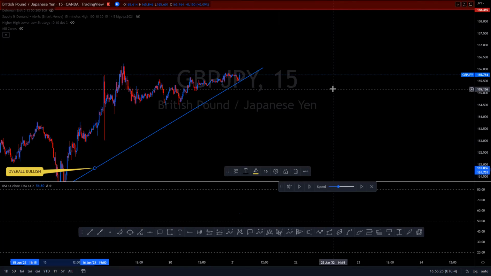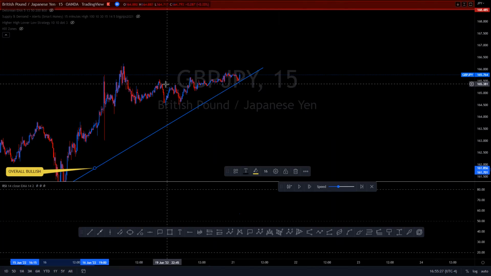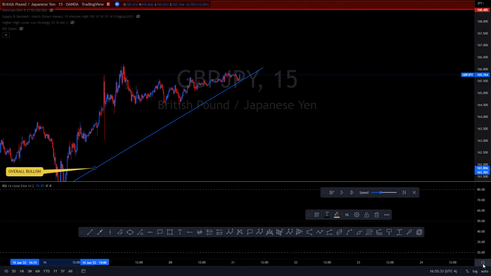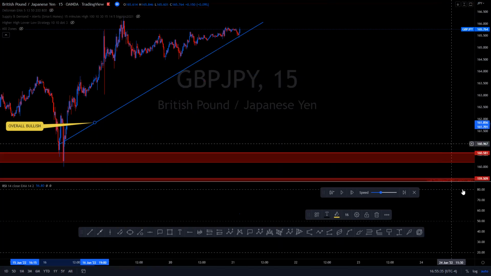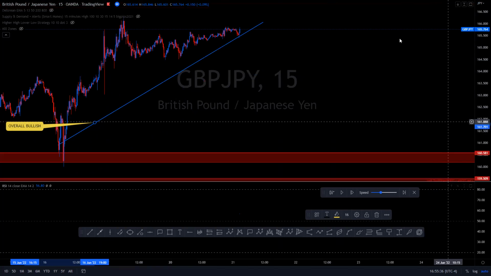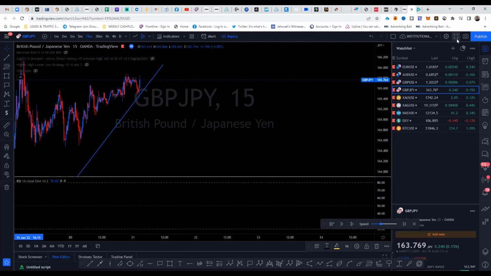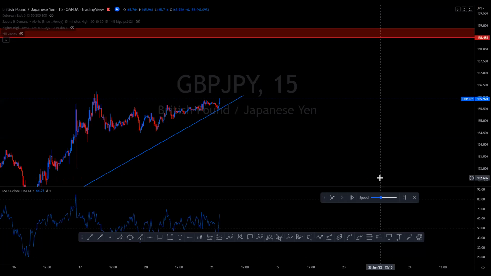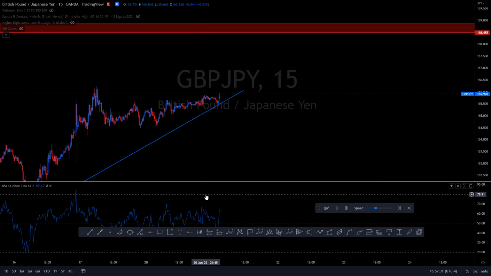Now what I'm going to do is locate the most recent low and the most recent high so I can place my break and retest lines. What happened to my RSI? Hold on, guys. Okay, I'm back. For some reason, my RSI was acting up, but I got it back.